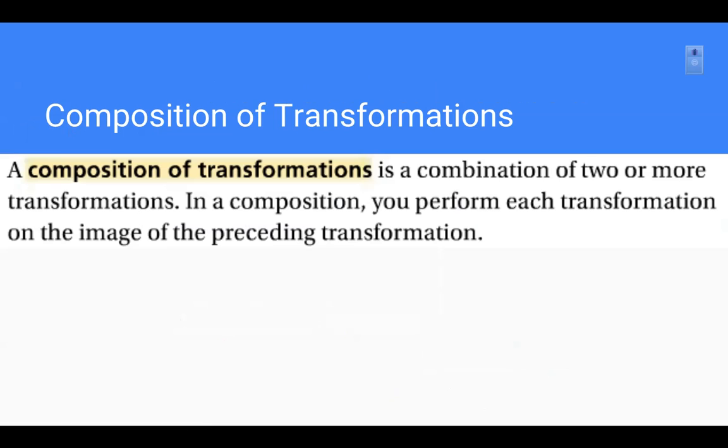All right, so let's take a look at composition of transformations in more depth. Okay, so we've done a couple things here. We've looked at how they map one onto another. So now let's take a look at when we combine some things, two or more steps. So a composition of transformations is the combination of two or more transformations. In a composition, you perform each transformation on the image of the preceding transformation. So we've kind of been doing that already.